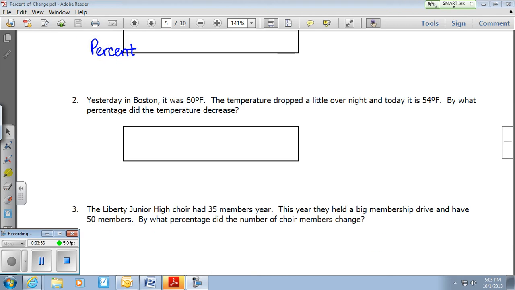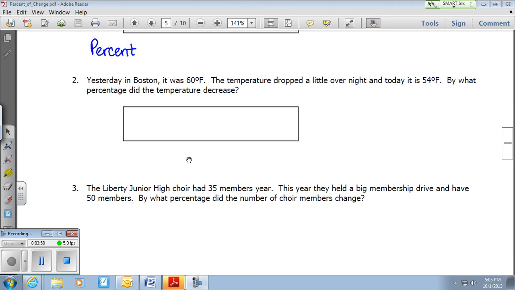Let's do the second one. All right, yesterday in Boston, it was 60 degrees. The temperature dropped a little overnight, and today it's 54 degrees. By what percentage did the temperature decrease? So we had a decrease. We had a temperature that was originally at 60 degrees, and then it went to 54 degrees. So I need to find the percentage of that change, of that decrease.